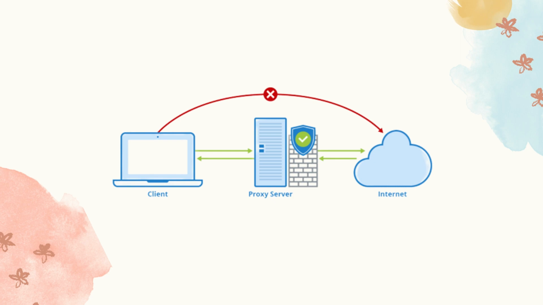Client contacts proxy instead of the originally addressed server. A proxy evaluates client requests and decides which to pass or which to reject. A proxy transfers requests to originally addressed server on behalf of client. Server answers to proxy without knowing about client behind. Finally, proxy passes answer to requesting client.